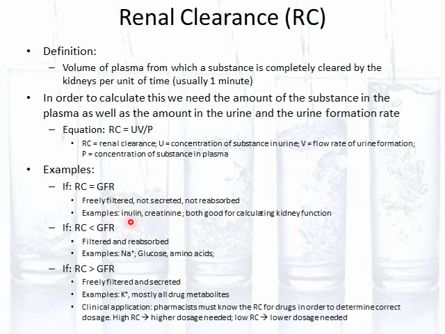Okay, so if RC equals GFR, this is what you get. And so there's a few things that are like that: inulin, creatinine, and we use both of these for calculating kidney function, because if we know the renal clearance of one of these, then we know what GFR is, and that's a good measure of how well our kidneys are functioning.